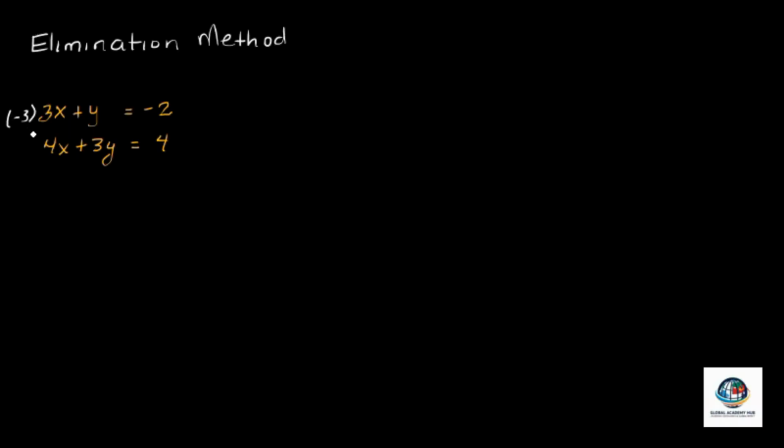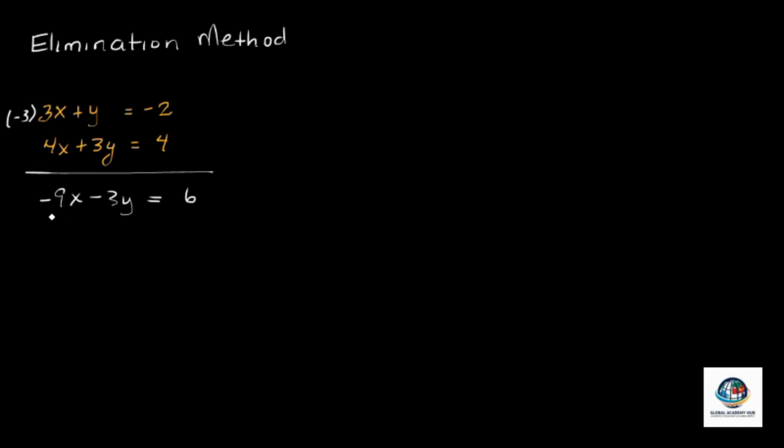Now, before I proceed with that, let me explain why I'm doing that. I'm looking to eliminate y. And if I have a minus 3y plus a 3y, that's going to give me 0y. Hence, it's been eliminated. But I can't just multiply the y in that equation. I've got to multiply everything in that equation by minus 3. So minus 3 times 3x is minus 9x. Minus 3y is equal to positive 6. Minus 3 times a minus 2 is a positive 6.